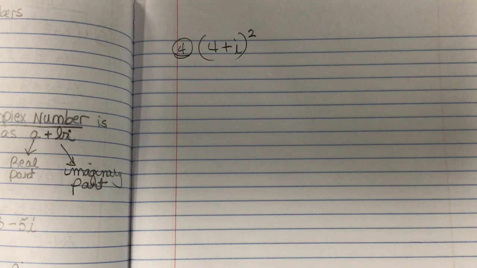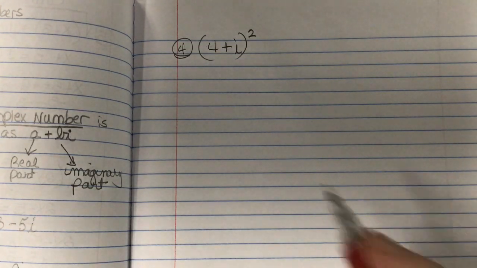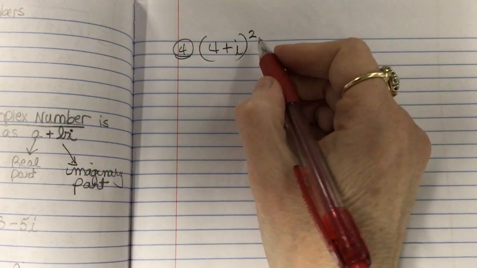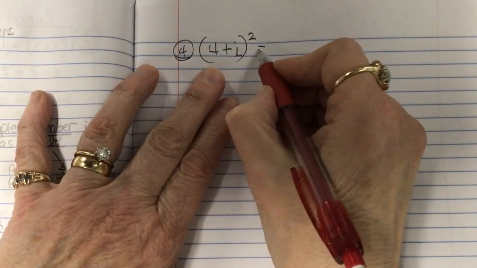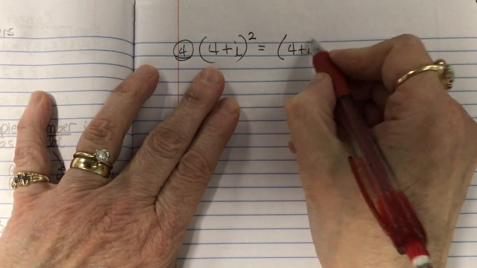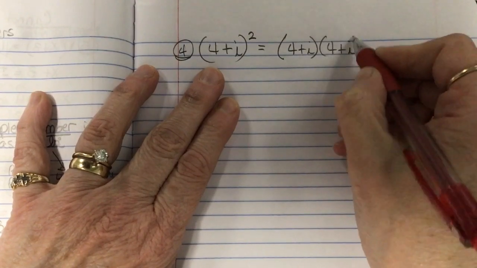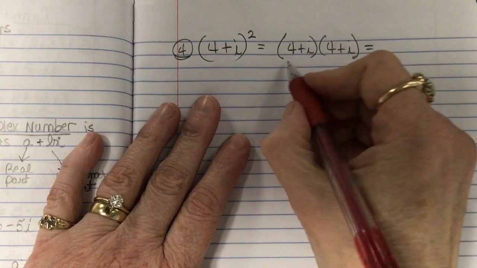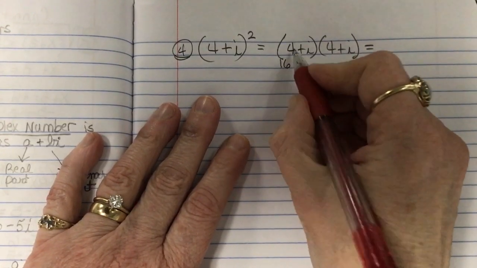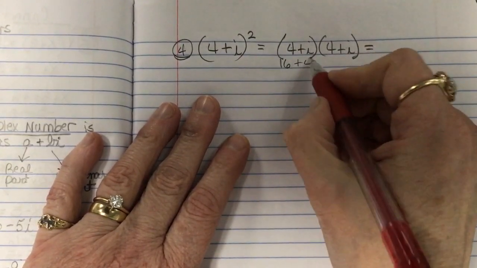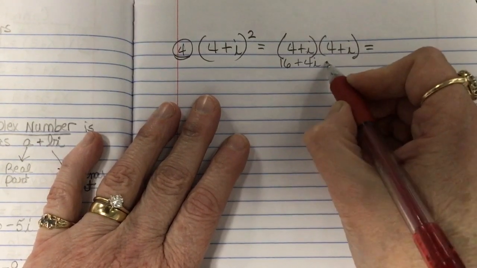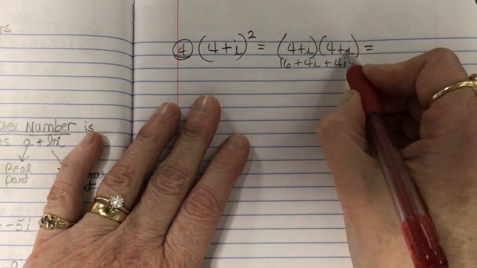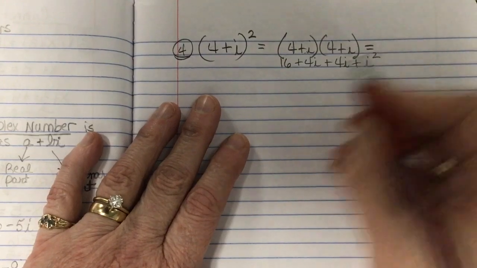Think about FOIL. You've done the F, you've done the L, but you didn't do the O and I. Don't forget, you had one of these on classwork back when we were doing square roots, not i's. So that means 4 plus i times 4 plus i. Okay, so I've got 16, and we'll do the F. The outside is plus 4i. The inside is plus 4i. And the end is plus i squared.